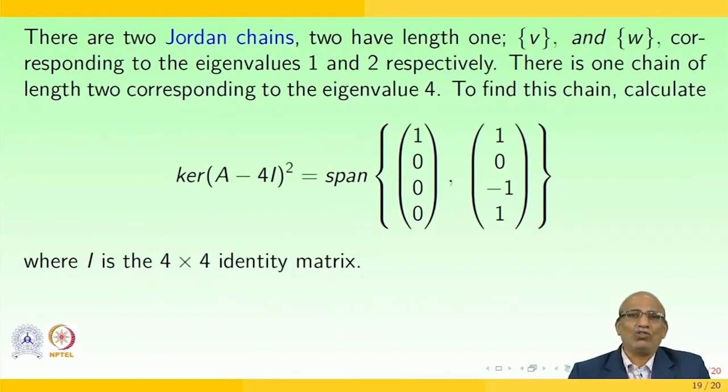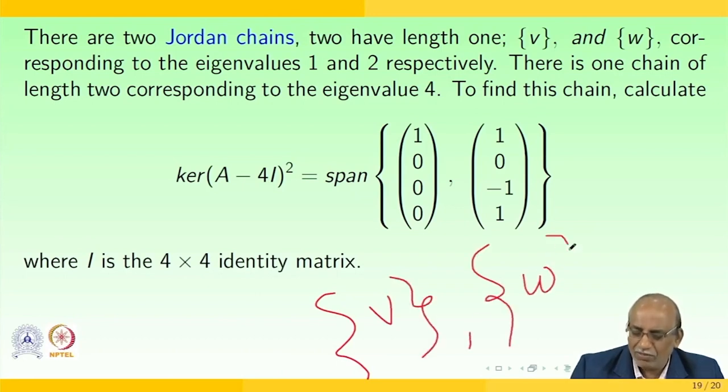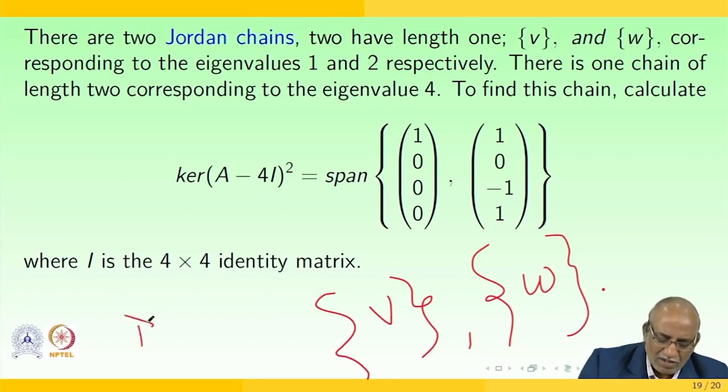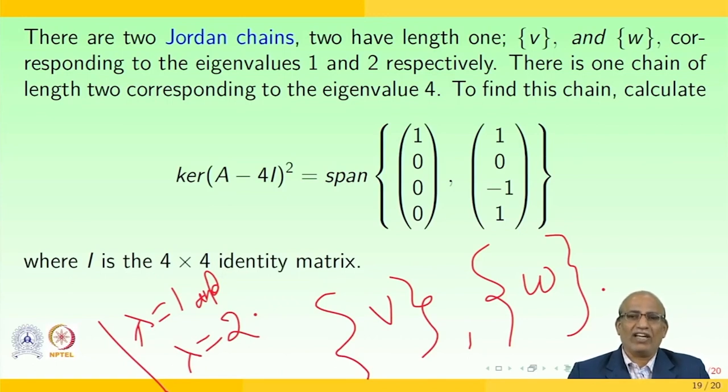So there are two Jordan chains of length 1, which we call V and W, corresponding to the eigenvalues lambda equal to 1 and lambda equal to 2. And there is one chain of length 2 corresponding to the eigenvalue 4.